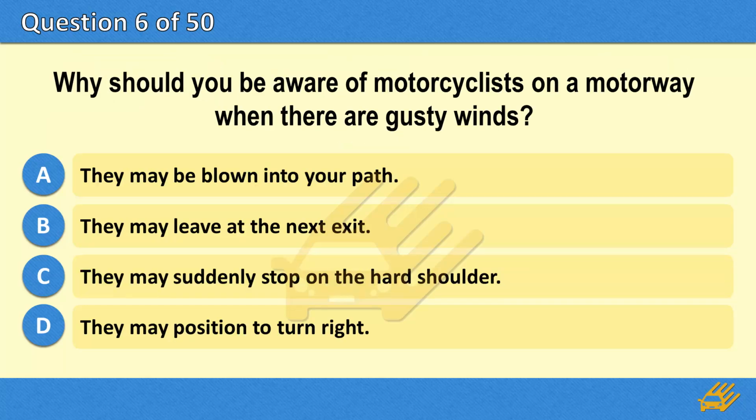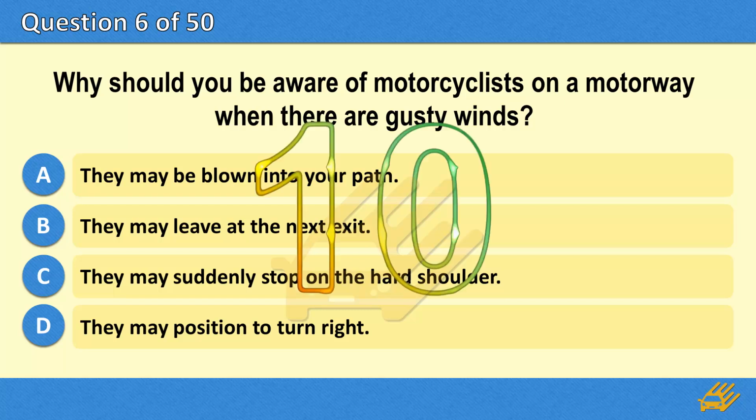Why should you be aware of motorcyclists on a motorway when there are gusty winds? A. They may be blown into your path. B. They may leave at the next exit. C. They may suddenly stop on the hard shoulder. D. They may position to turn right.